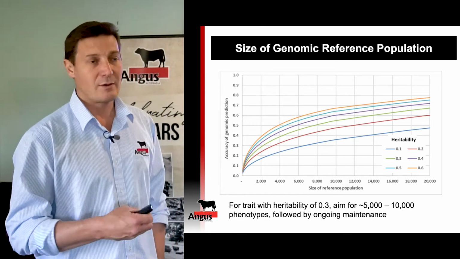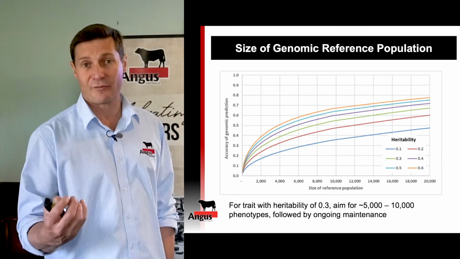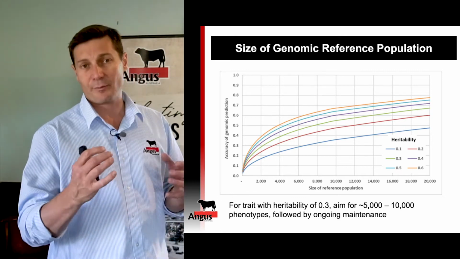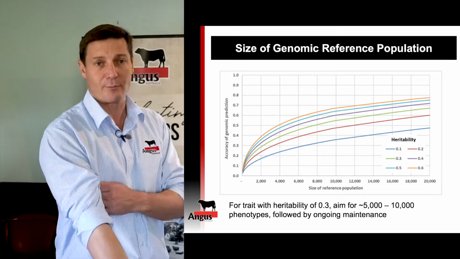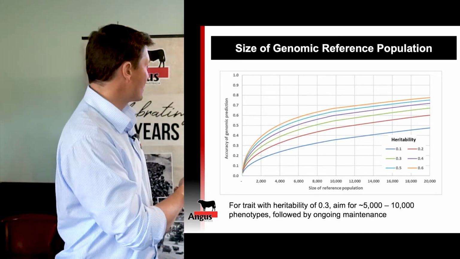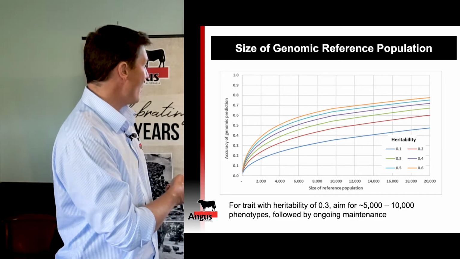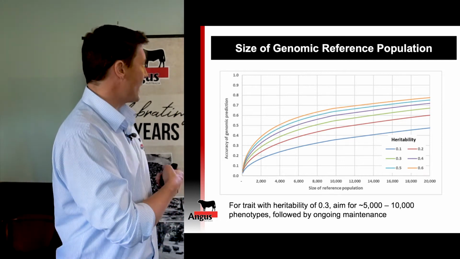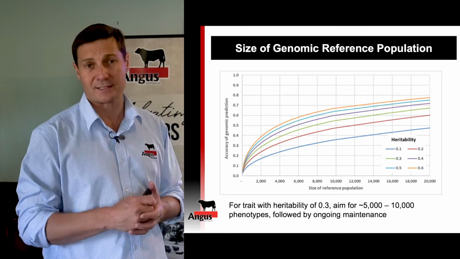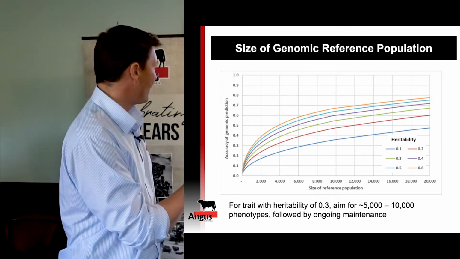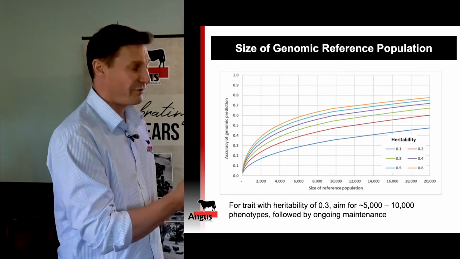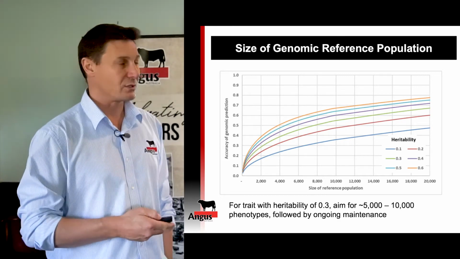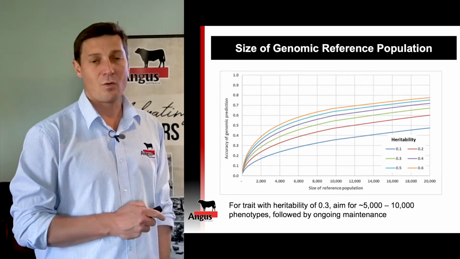As we said before, if we've got a trait which is lower heritability, we need a larger reference population for the same accuracy of prediction compared to a higher heritability trait. A lot of the production traits we're trying to use in our breeding programs have a heritability of around 0.3. So if we look at this green line in the middle, what we're trying to do in building most of our genomic reference populations is target about 5,000 to 10,000 animals. So we're starting to get up here to an accuracy of prediction of around 50%. And then we need ongoing maintenance of that reference population to ensure that it continues to deliver the same level of value. So that's really what we're trying to do.